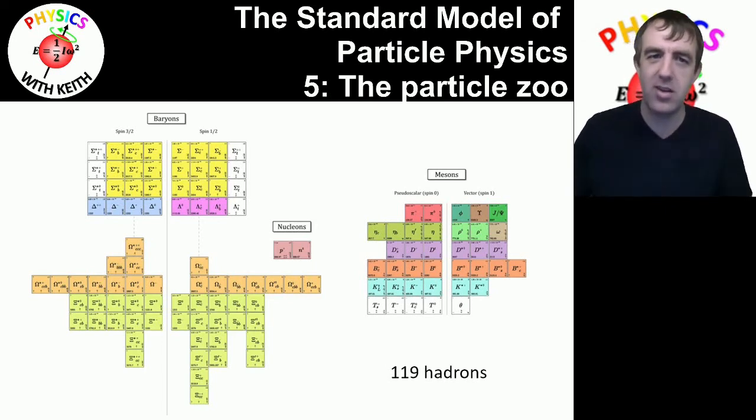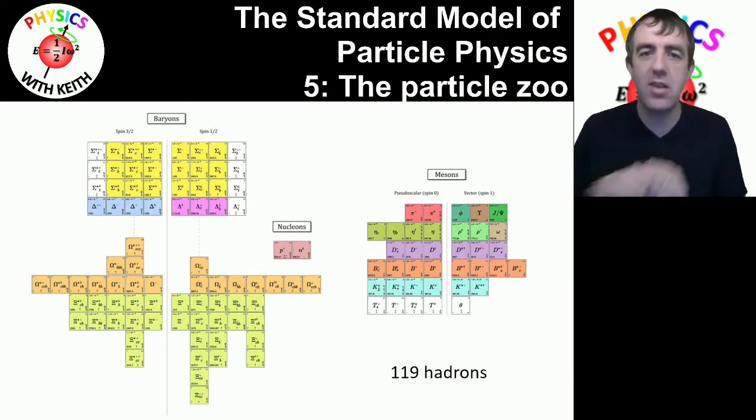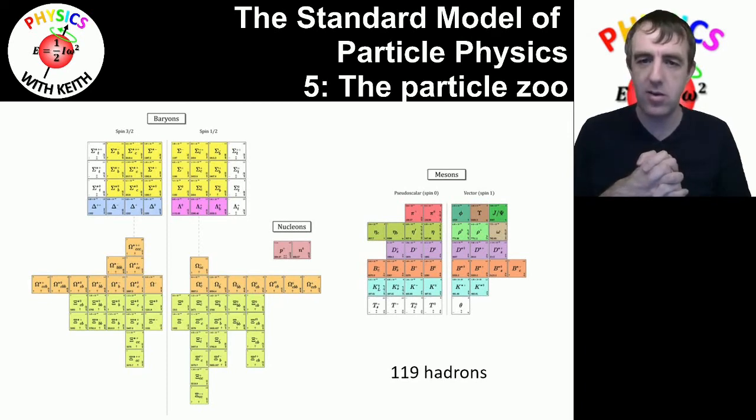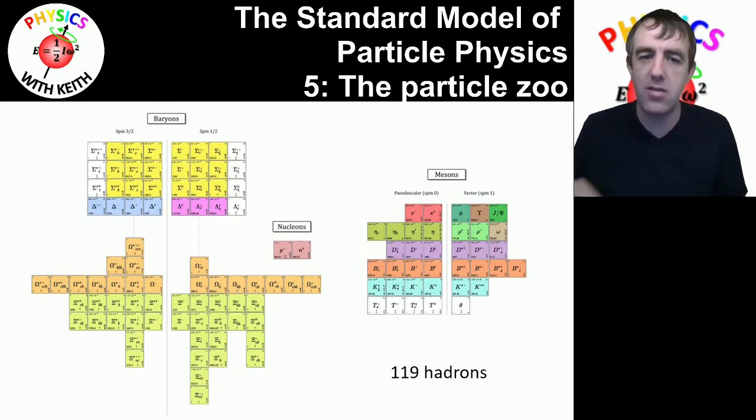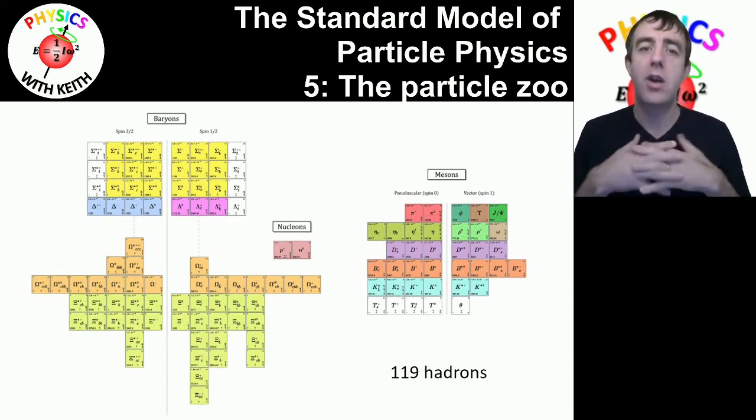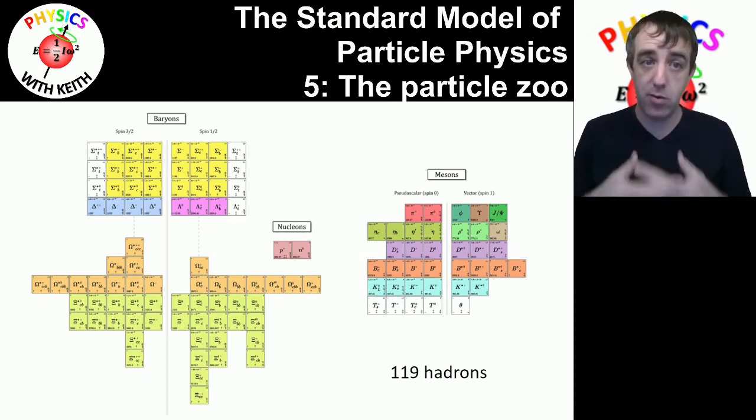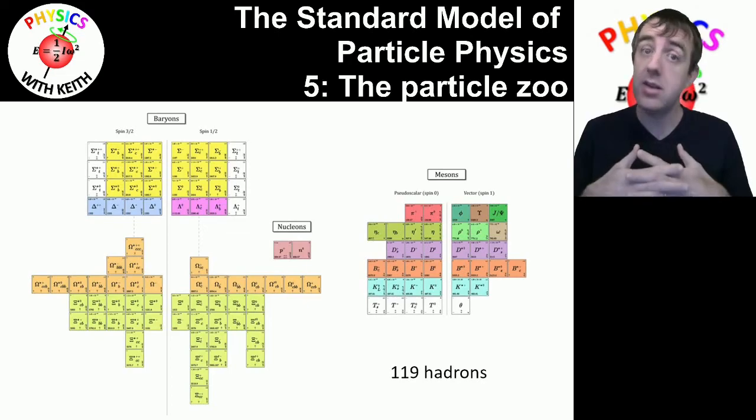Attempts to put the hadrons into some sort of periodic table were confusing. Here are some examples that I've pulled off Wikipedia, with baryons and nucleons sitting on the side here. It's not as elegant as the periodic table at all. And this is only 119 of these hadrons. So to be able to sort the particles further, we're going to have to explore some more particle properties. And I will do that in the next video.